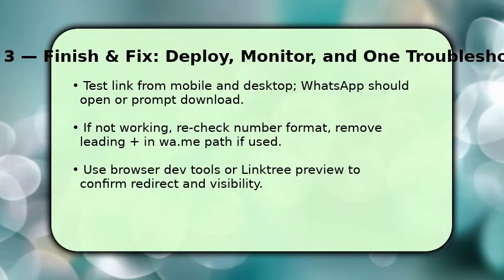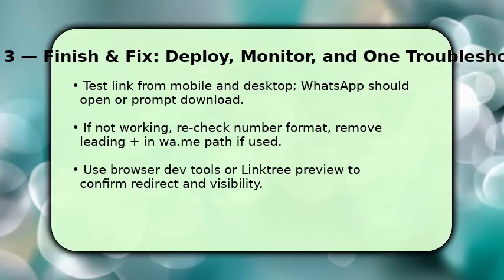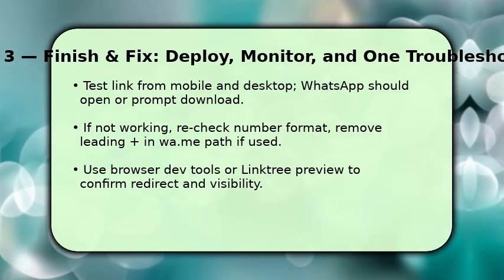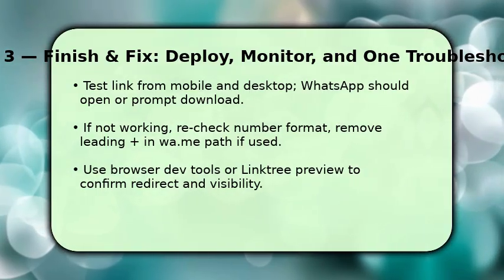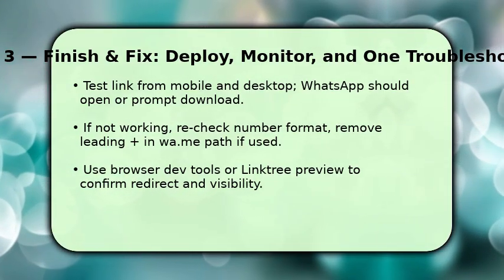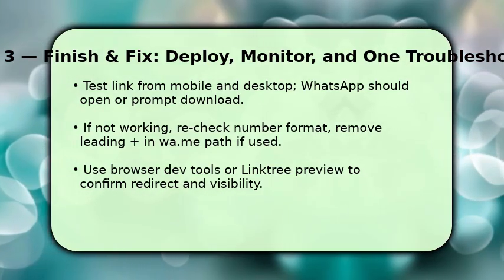Finish by testing the link on actual devices. Mobile should open WhatsApp, desktop may prompt to use WhatsApp web or download the app. If the link fails, recheck the number format. Wa.me requires no plus sign in the path if you use that variant, and ensure your message text is properly encoded. Once verified, arrange the Linktree link order for prominence.